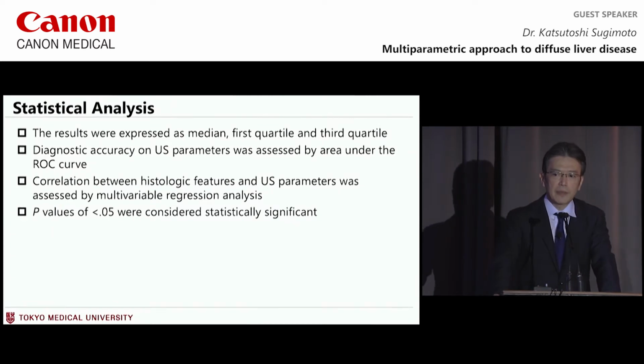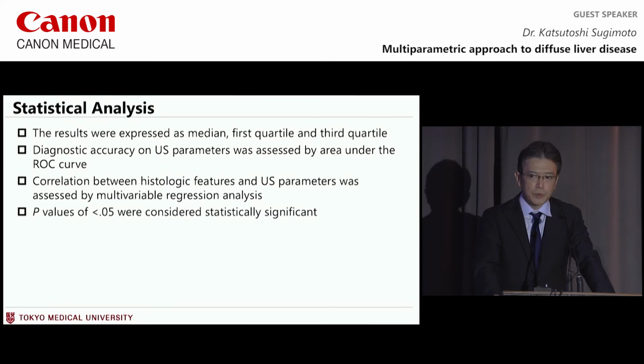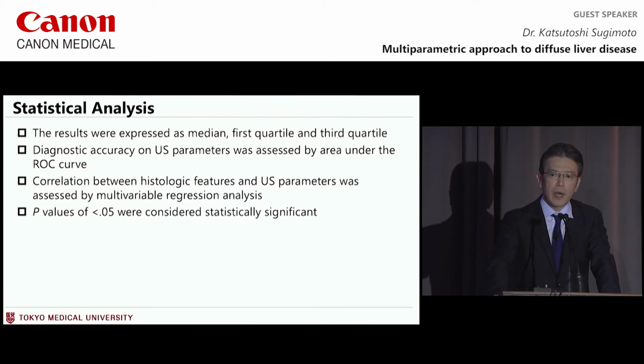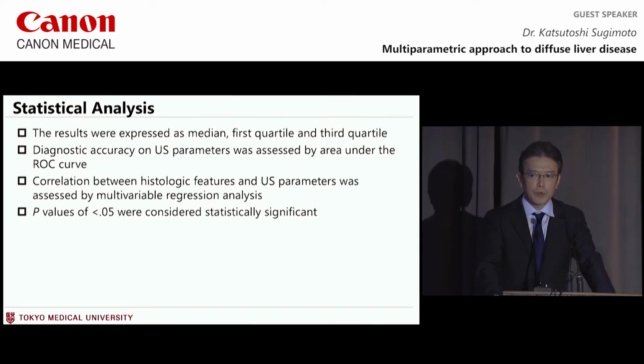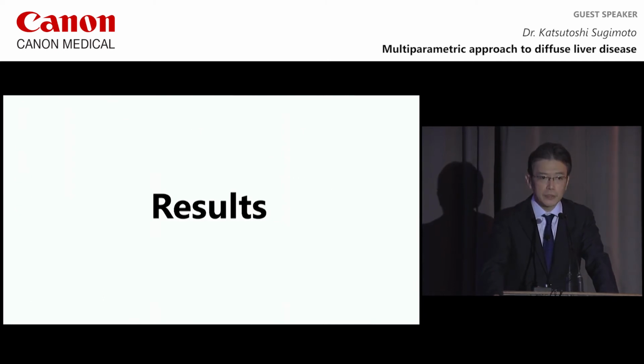In statistical analysis, diagnostic accuracy of US parameters was assessed by area under the ROC curve. Correlation between histological features and US parameters was assessed by multivariable regression analysis. Next, I'll show the results.